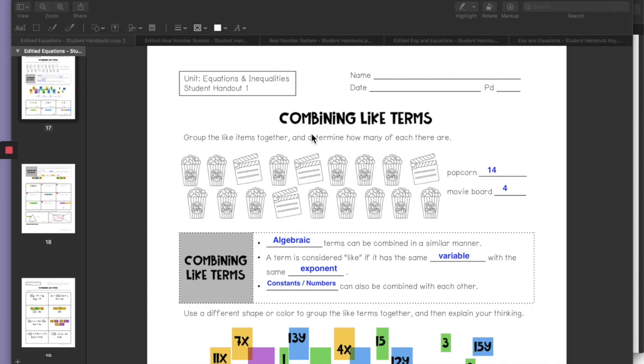Hello, everybody. Today we are combining like terms. So, a group of like terms together and determine how many of each there are. Right in the beginning here, we have a bunch of different items.